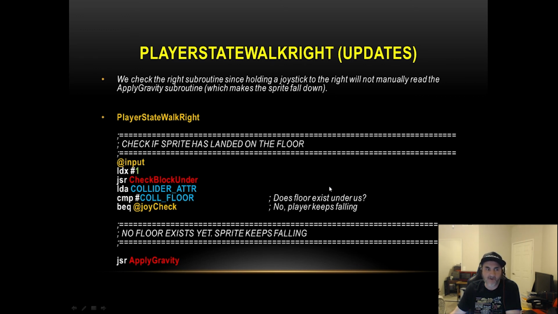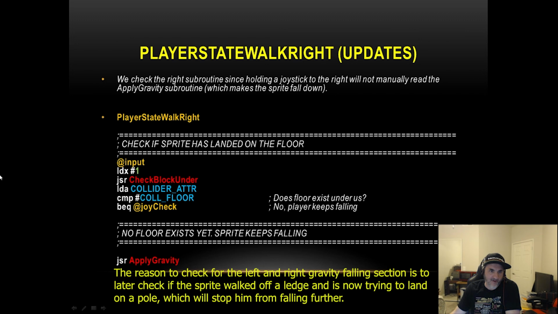So as the sprite keeps moving to the right here, we want to see, first of all, did we encounter a pole or did we encounter a floor? And if we did, we don't want the apply gravity to take place. We want to basically jump out of this subroutine, allow him to keep walking to the right.